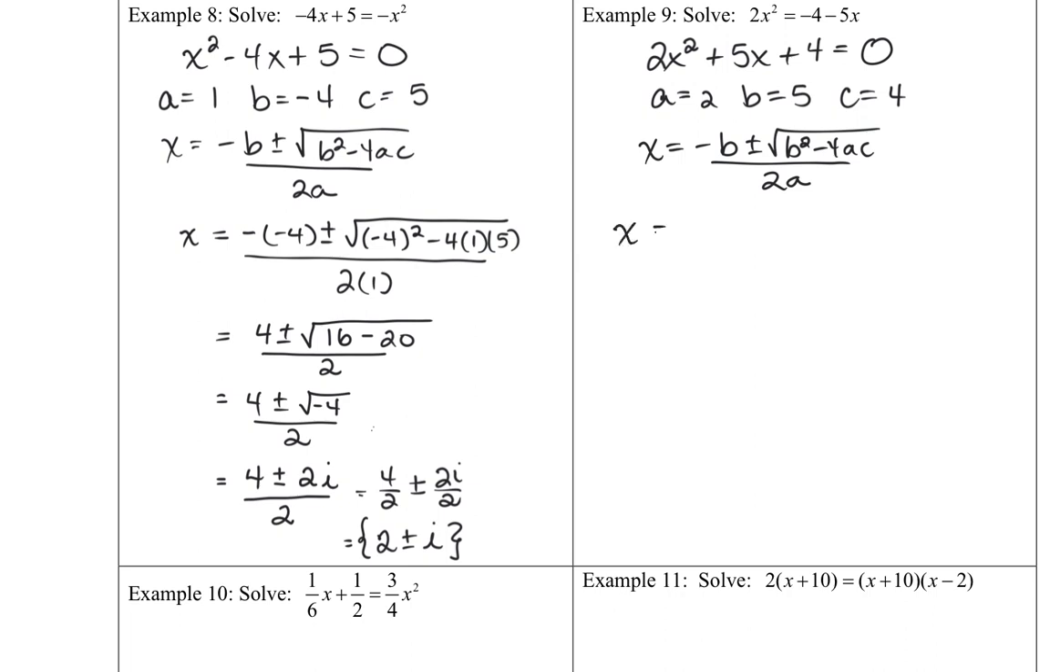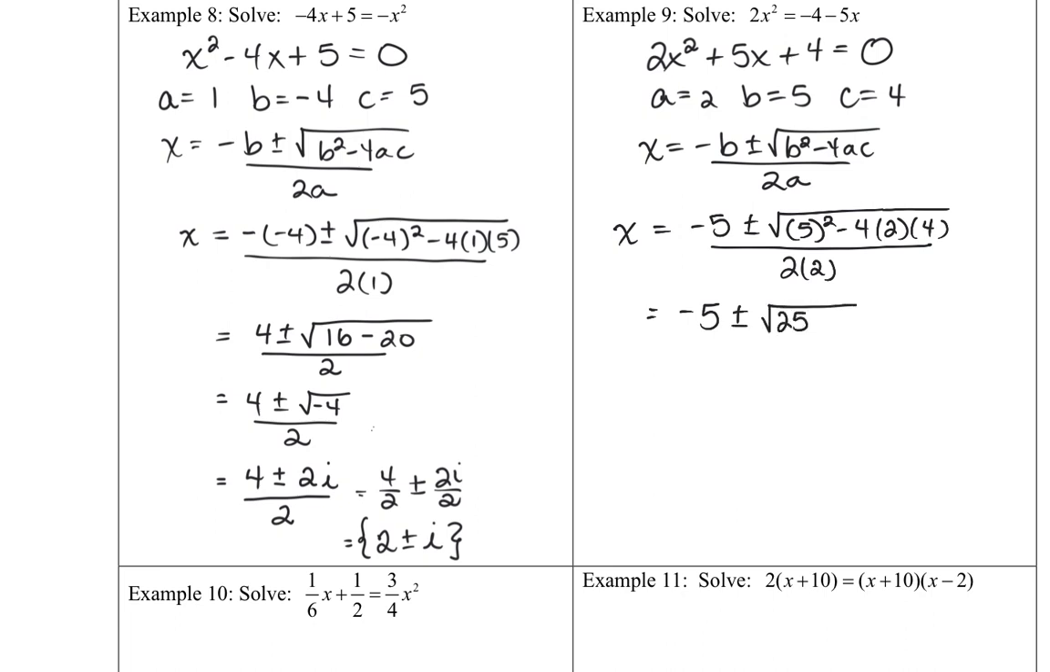So let's plug in. Negative 5 plus or minus the square root of 5 squared minus 4 times a times c all over 2 times a. Really, just be careful when you plug in, and on your exam, when we get to there next week, remember to show all your work, right? So negative 5 plus or minus the square root of 25 minus, let's see, 8 times 4 is 32, all over 4.